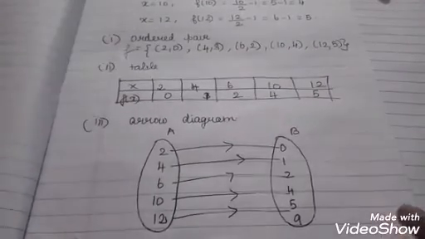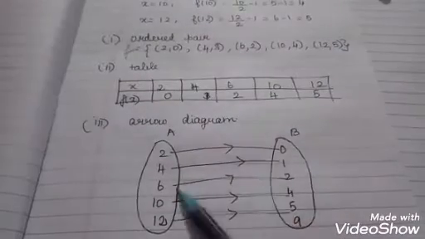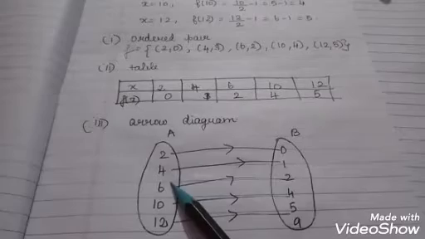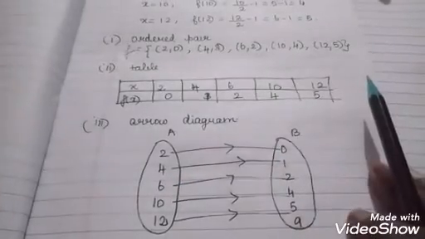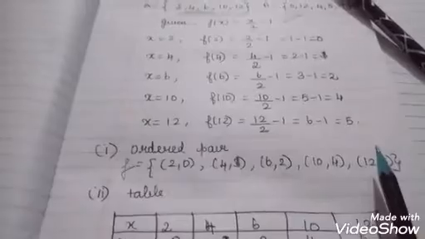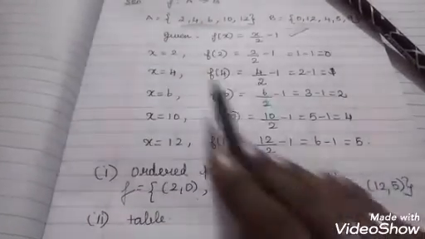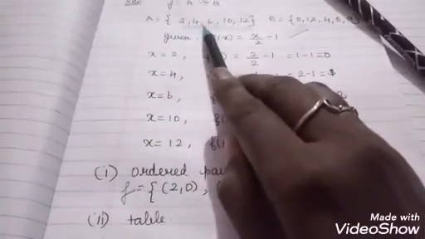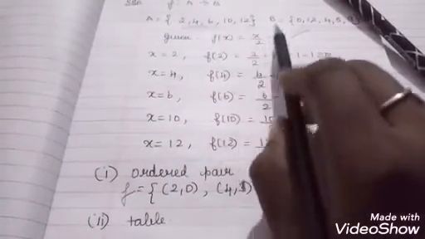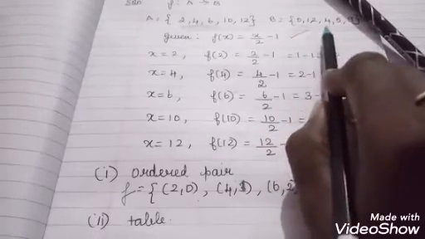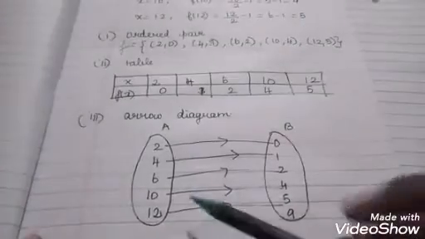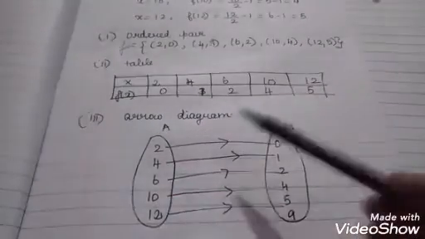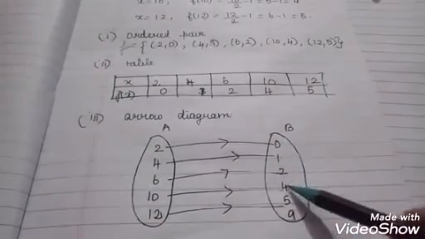Now the next representation. What's the next representation you get here? It's an arrow diagram. When you write the arrow diagram, what will you do? First write the domain and the codomain values. What is your set A given here in the question? Clearly it's mentioned. A is equal to 2, 4, 6, 10 and 12. B is equal to 0, 1, 2, 4, 5 and 9. So I have written these two sets in the arrow diagram.